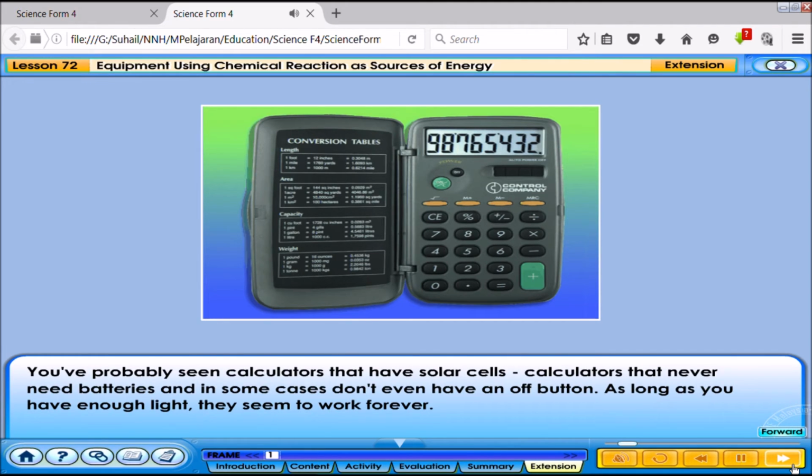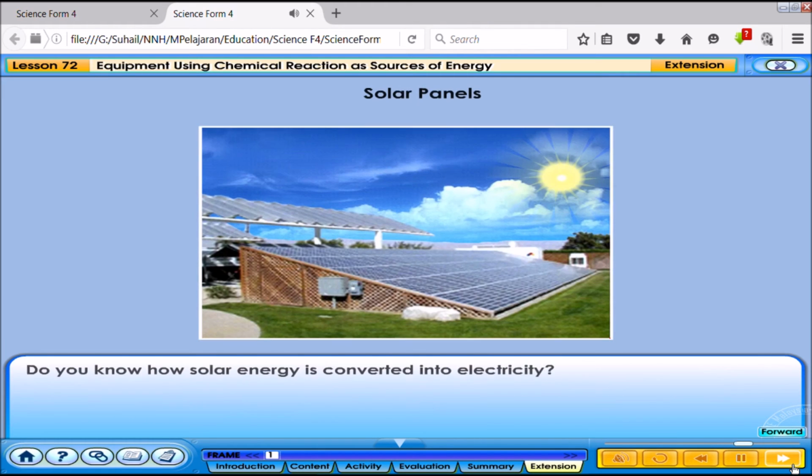You've probably seen calculators that have solar cells, calculators that never need batteries, and in some cases don't even have an off button. As long as you have enough light, they seem to work forever. Do you know how solar energy is converted into electricity? Click the Info button to learn more.